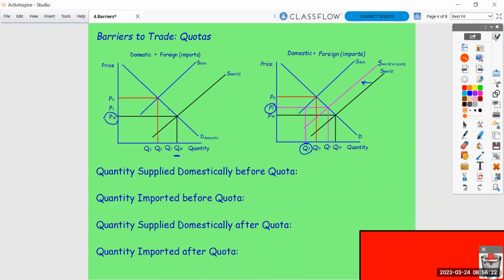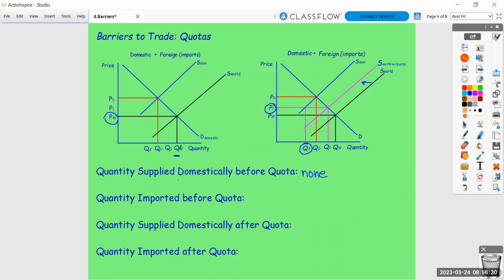Let me show you this right here. The amount supplied domestically before the quota was none. The amount imported was QW. Once the quota has been put in place, and remember the quota is saying we're going to limit how much the countries can sell in our domestic environment, that's going to increase our world price. And now the domestic industry is going to be able to supply Q2.